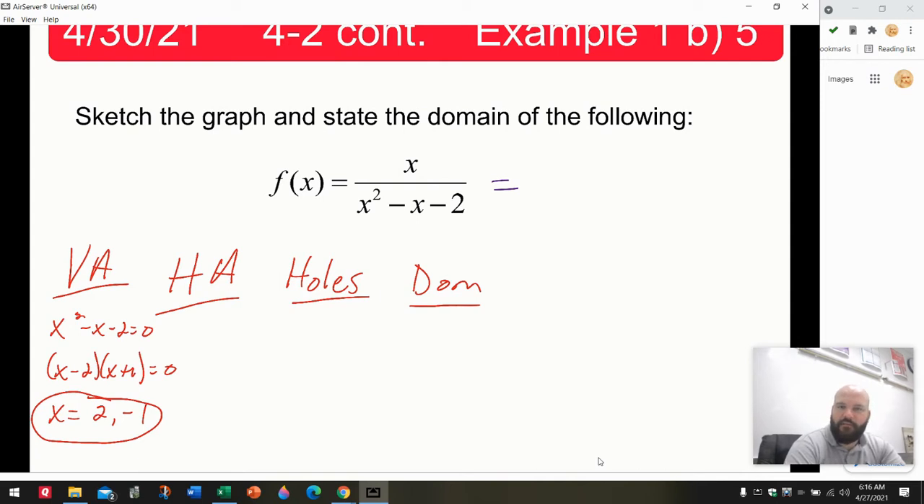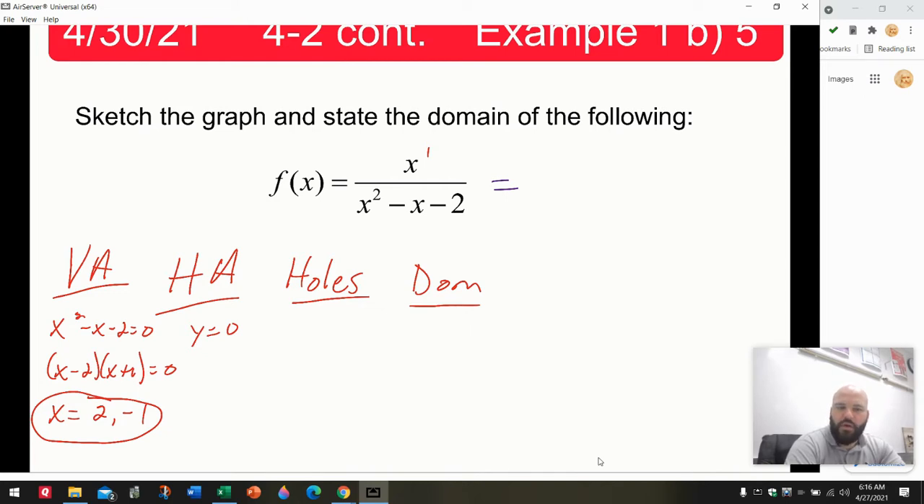Now, the next thing to find is the horizontal asymptotes. And the horizontal asymptotes are found by comparing the numerator and the denominator's degree. In this case, the degree of the numerator is 1, and the denominator, it is 2. So when the top is smaller than the bottom, we automatically just write y equals 0.